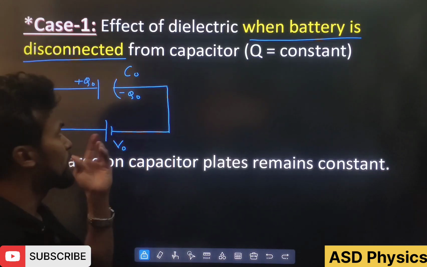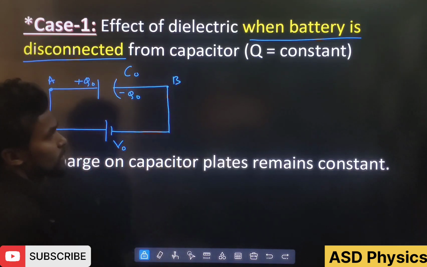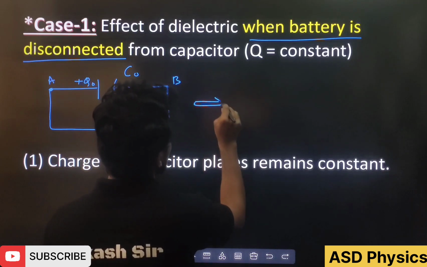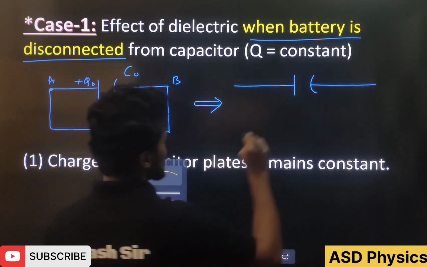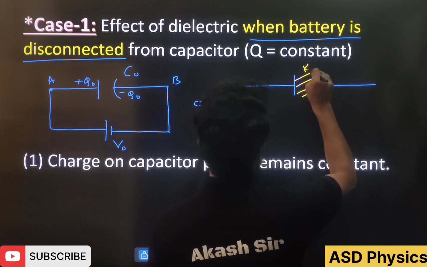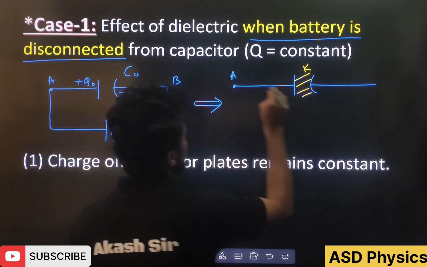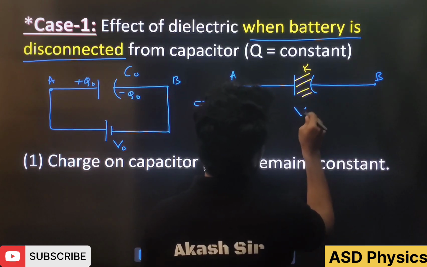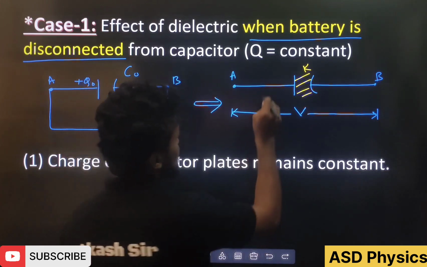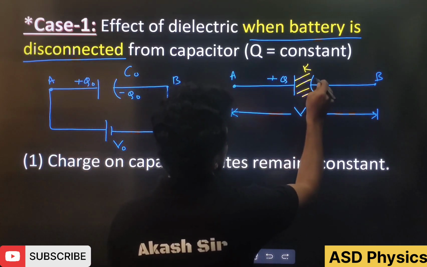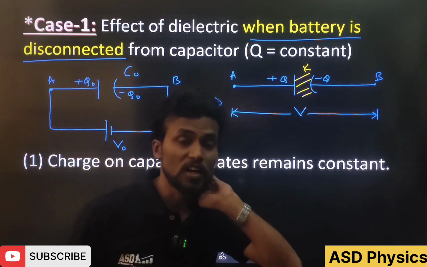Here the battery is connected and air is there, and let's take the terminals A and B. After that we are going to insert one dielectric of dielectric constant K, and in this situation the battery is disconnected. So let's take the potential here as V, and the charge as Q and minus Q. As I have told you, the charge will be constant here.